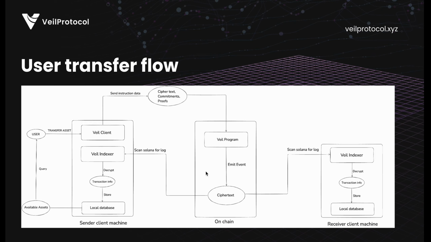Oh, I'm missing the commitment. The commitment is also emitted. Both sides will scan for those commitments and update their Merkle trees, and the ciphertext is for users to decrypt. If they successfully decrypt it, it will be stored in the local database as an available asset.